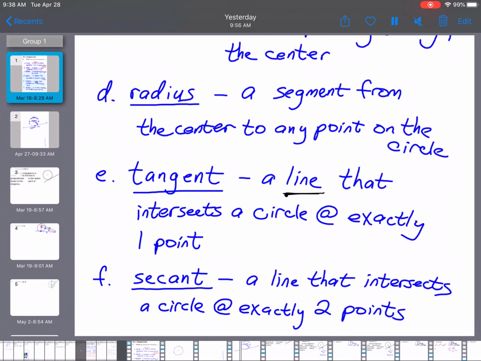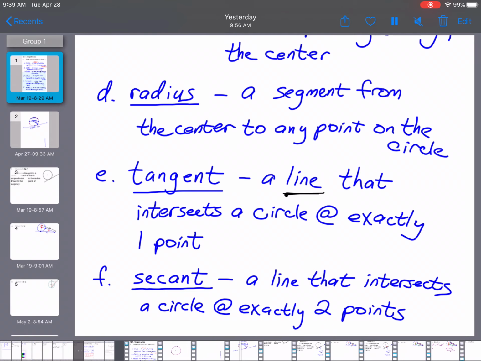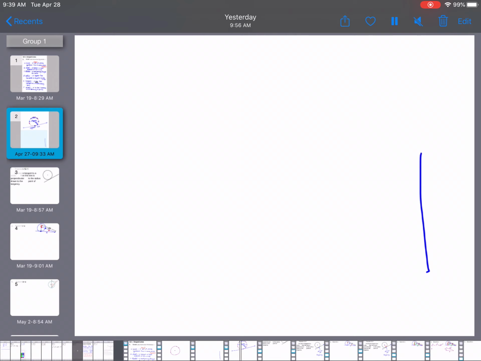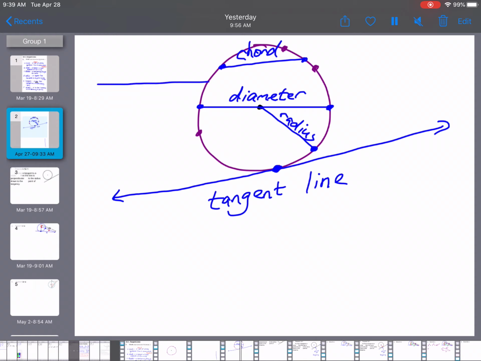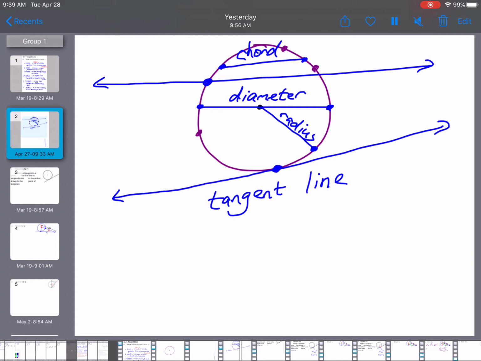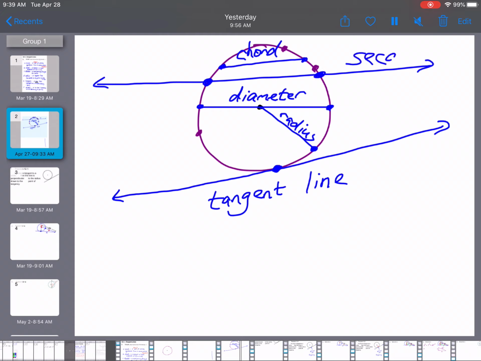And a secant is a line that intersects a circle at exactly 2 points. Whereas a tangent only crosses it once, with a secant you don't need to be quite as careful. A secant just shoots through a circle with 2 points of intersection. Arrows at the end indicate a line and 2 points of intersection. That tells us then that we are dealing with a secant line there.